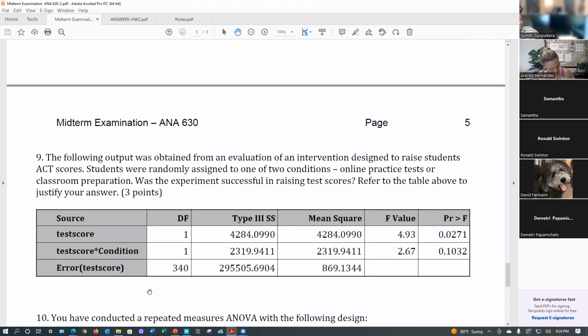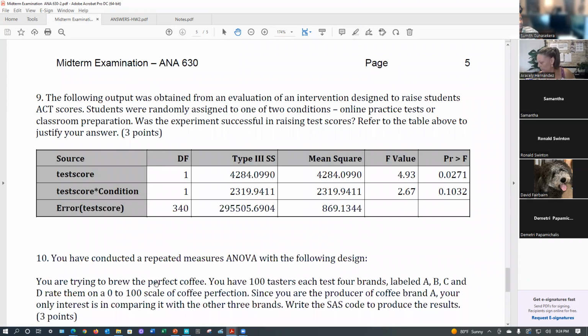Okay, this one. The following output was obtained from an evaluation of an intervention designed to raise student ACT scores. Students were randomly assigned to one of two conditions: online practice test or classroom preparation. Was the experiment successful in raising test scores? Refer to the table above to justify your answer. What do you think? This again belongs to what?